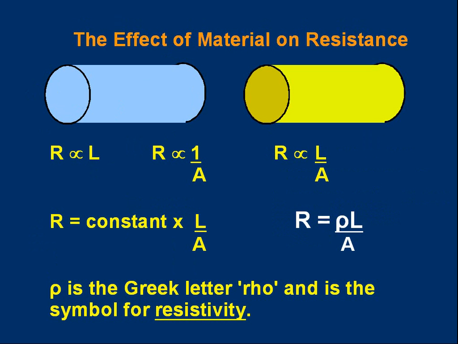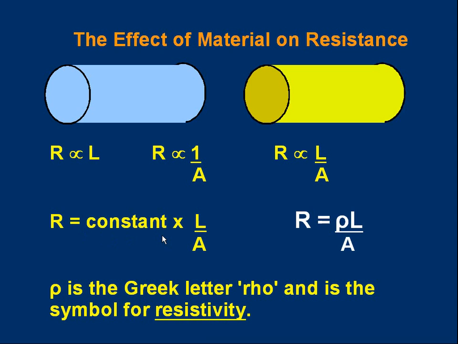Let's look at the effect of material on resistance. Let's recap. Resistance is proportional to length. Resistance is inversely proportional to cross-sectional area. We can combine these two to give us resistance is proportional to L divided by A. Now we can take this proportionality and turn it into an equation. That would be R equals some constant times L over A. This constant depends on the material we've used, and it's got a name. It's called the resistivity of the material.